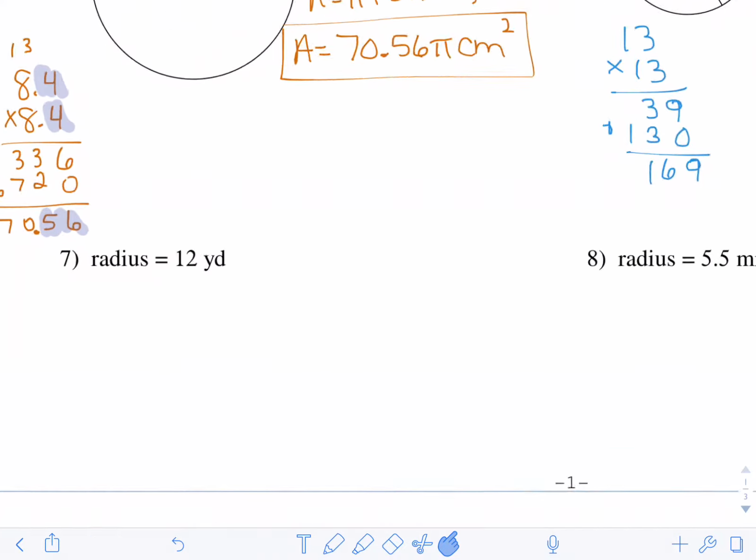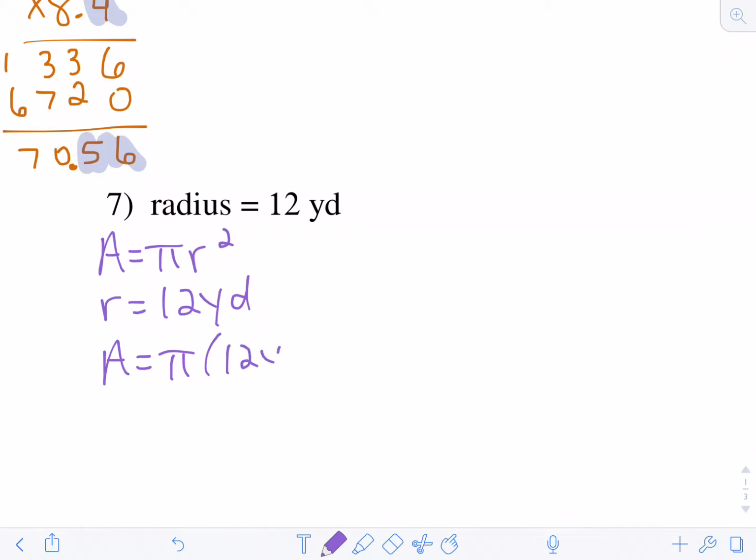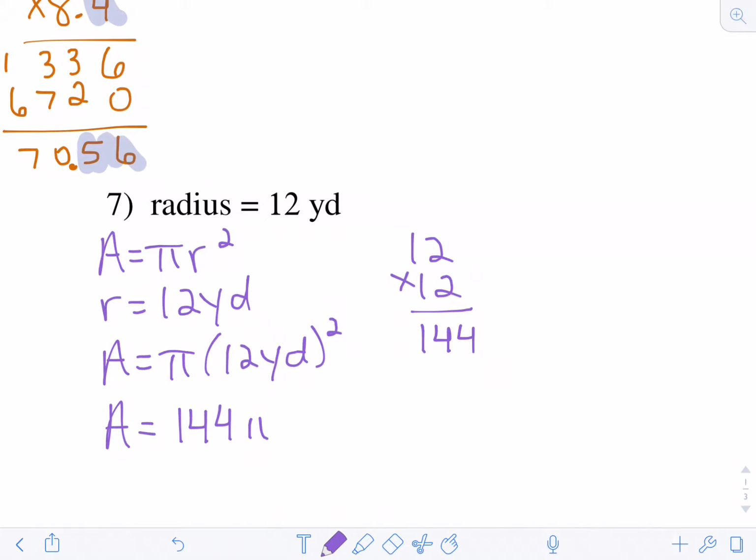Okay, so now number 7, I'm not given a picture. Okay, it's still fairly easy though. Area is equal to pi times your radius squared. My radius is 12 yards. So I'm going to plug that in. Area is equal to pi times 12 yards squared. So that means I have to do 12 times 12. And hopefully you know this from those multiplication facts. That's going to be 144. So my area is equal to 144 pi yards squared.